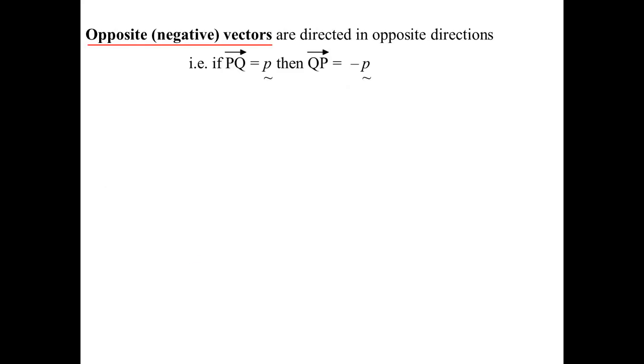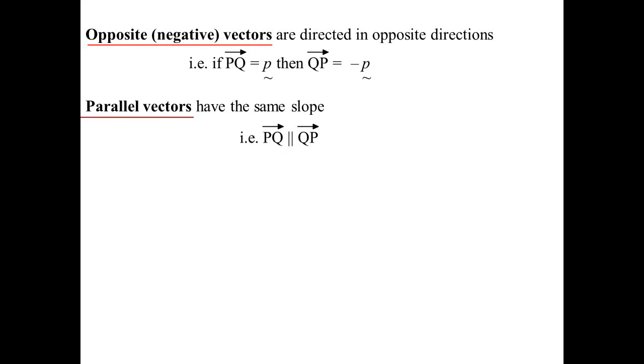Now, opposite vectors or negative vectors are simply vectors in opposite directions. So if PQ was the vector P, then QP is going in the opposite direction. Well, that would simply be negative P. Same vector, but just going the opposite way. Parallel vectors, well, as the name suggests, if they're parallel, they'll have the same slope. So PQ would actually be parallel to QP, because they are going parallel to each other, they were just in opposite directions.